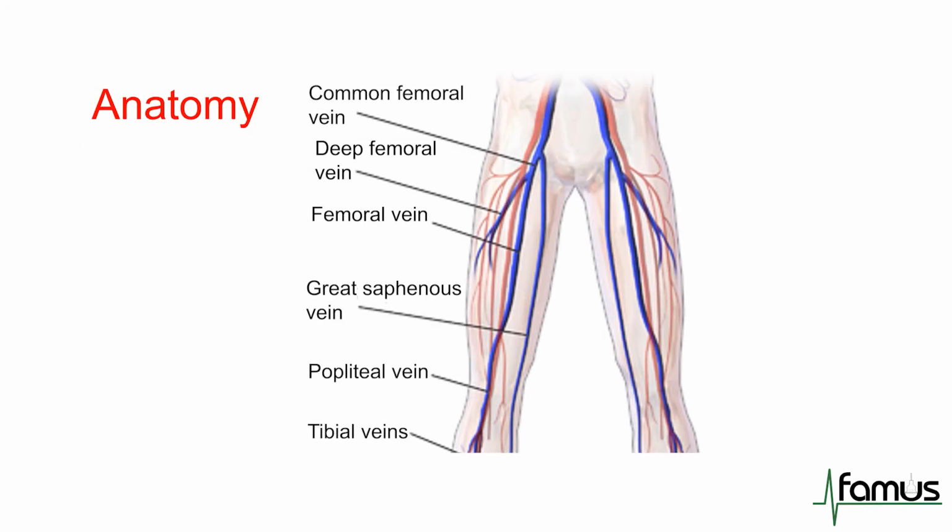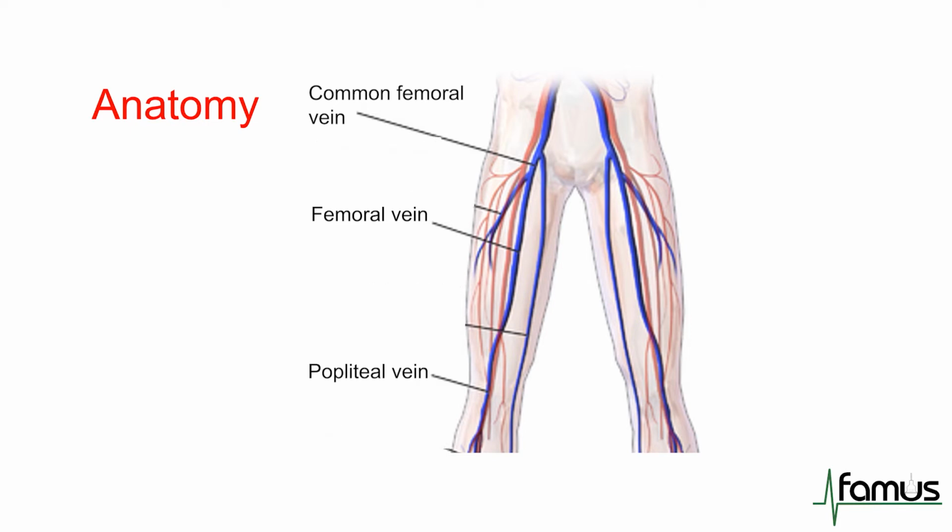The anatomy to go over of the lower leg is shown here. The 3 veins that we are really interested in are the common femoral vein, and in particular where it meets the great saphenous vein at the saphenofemoral junction. The femoral vein as it passes through the thigh. This is sometimes called the superficial femoral vein, which can cause difficulties with nomenclature. And then the popliteal vein as it passes through the popliteal fossa at the back of the knee.